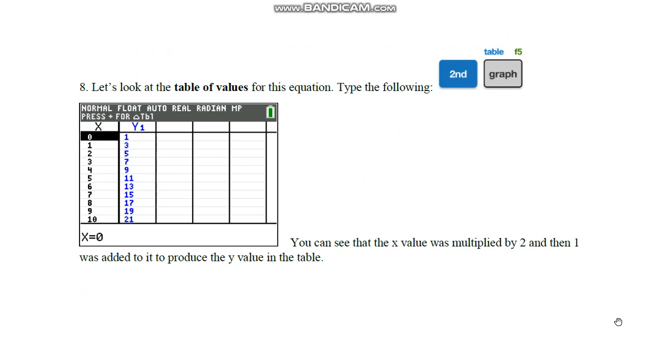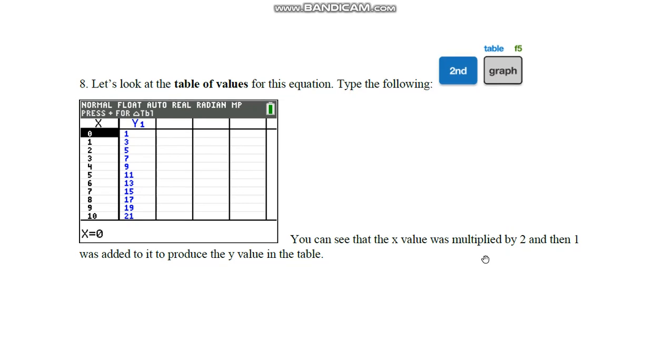Once we've looked at the graph, we can also look at the table, like the points that it plotted to give us that graph. So if we type second and graph, we can see the table. So you can see the x value is multiplied by 2, and then we added 1, and that's what we typed in for our formula, and here's all the values for that.